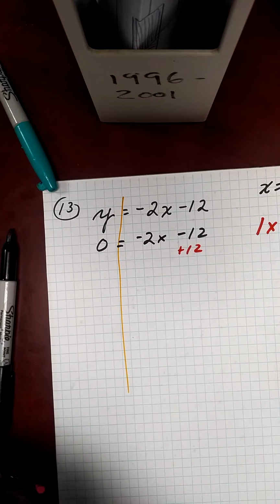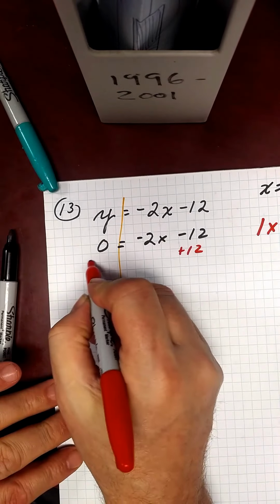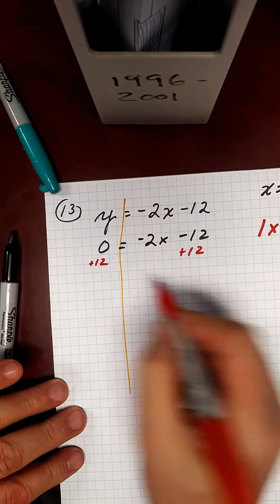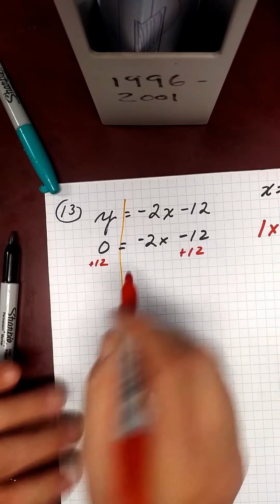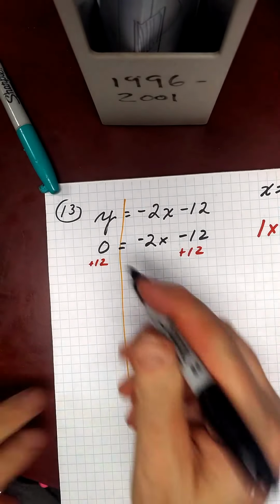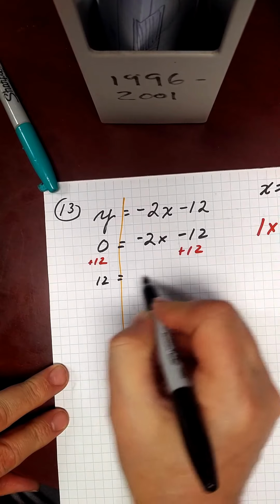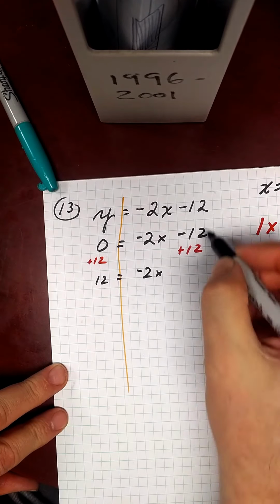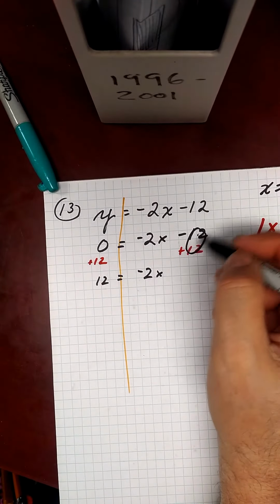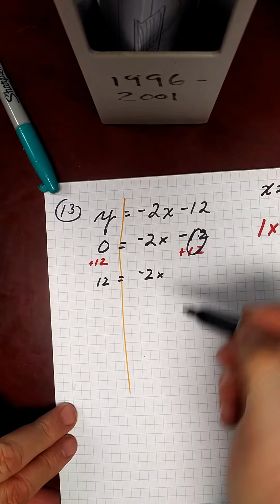So we can always draw a line down that equal sign. Whatever we do to one, we do to the other. So we add 12 identical to both sides. So now we get over here, 0 plus 12 is 12 equals negative 2x, and this is just 0. So plus or minus 0 is going to be itself.